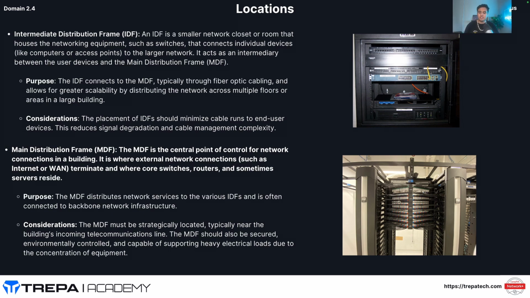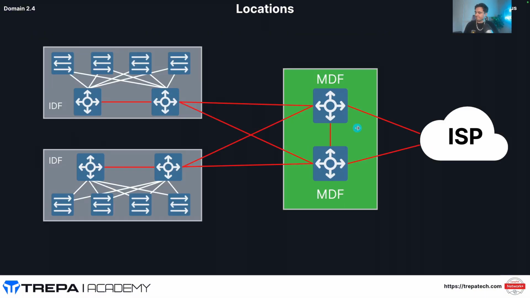It's typically strategically located, near the building's incoming telecommunications line. Whatever circuit you're connecting off to, maybe that's where it's going to be, or maybe that is the data center, right? So just a quick example of what this looks like. If we look at a logical network diagram, you can see the IDF may have beefy switches and then a couple of access switches, or maybe it's just access switches in the IDF. There's no one size fits all for the network.